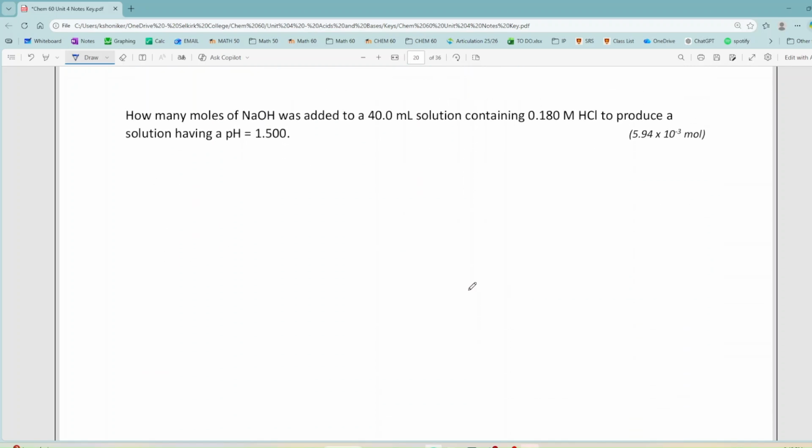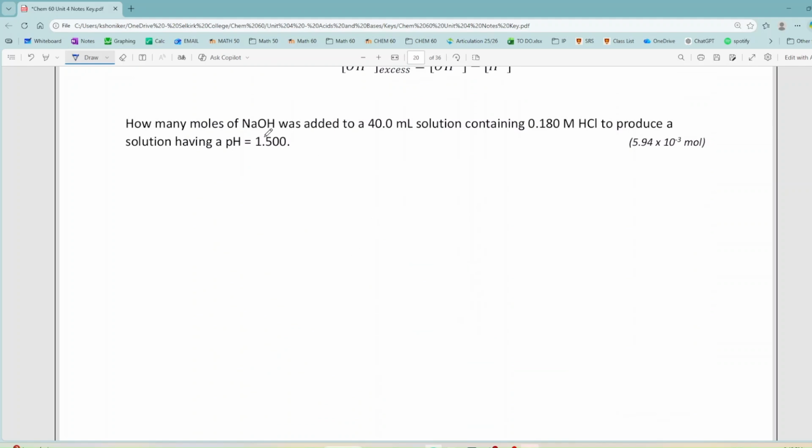This question says, how many moles of sodium hydroxide were added to a 40 milliliter solution containing 0.18 moles per liter, or molar, hydrochloric acid? So we know the original concentration of the acid, but we want to know the original concentration of the base, and we're going to produce a solution with a pH of 1.5. A solution with a pH of 1.5 is very acidic, which means the hydrogen ions are going to be in excess, and that is our first job to find.